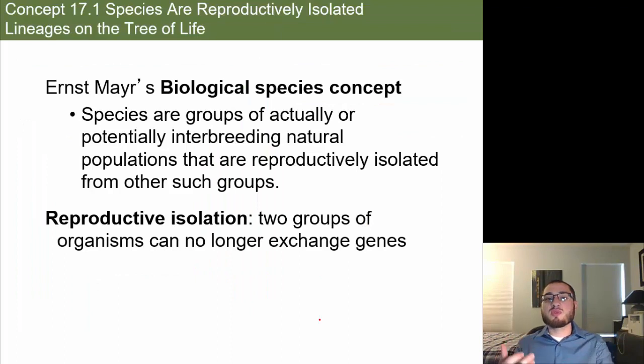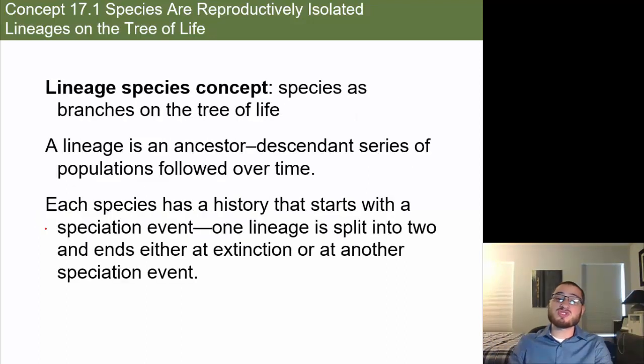So Ernst Mayr actually came up with the biological species concept, where species are groups of actually or potentially interbreeding natural populations that are reproductively isolated from other groups or other species. And when we talk about reproductive isolation, we're talking about two groups of organisms that can no longer exchange genes. So somewhere along the way, when we have a species and it splits up into two different species, they become so different in their genetics that they are no longer able to come back together and reproduce. That is what we call reproductive isolation. They are now isolated to only reproduce with their specific species, and they're not going to reproduce with their sister species. And then you have the lineage species concept.